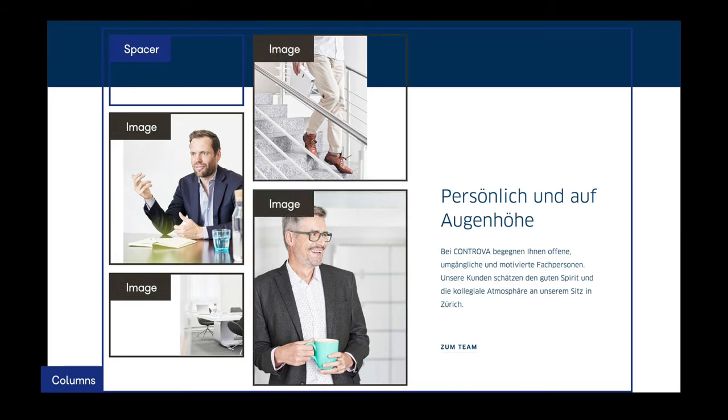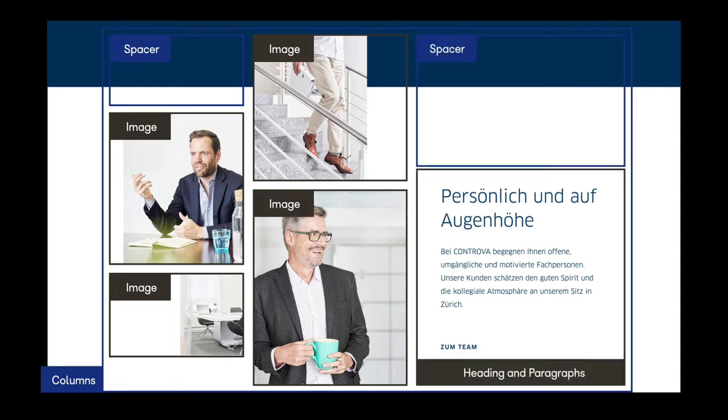Our second column is a little bit wider. We have another image that's been resized so it's not necessarily the full width of the column. And then below it, we have a full-sized image. And then in the last column, we have a spacer to push down this content. And then we have the heading and the paragraphs.